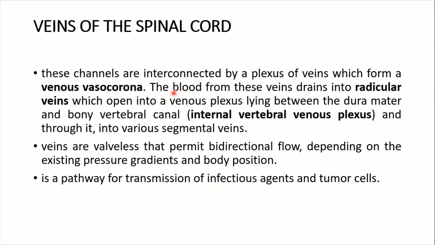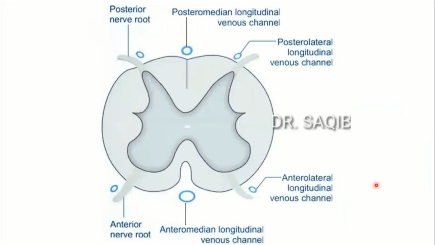So these channels are also connected by a plexus of veins which form a venous vasocorona. The blood from these veins drains into radicular veins which open into a venous plexus lying between the dura mater and the bony vertebral canal, which is the internal vertebral venous plexus, and through it into various segmental veins. Veins are valveless, which permits bidirectional flow depending on the existing pressure gradients and body position. And it is a pathway for transmission of infectious agents and tumor cells, the metastasis.